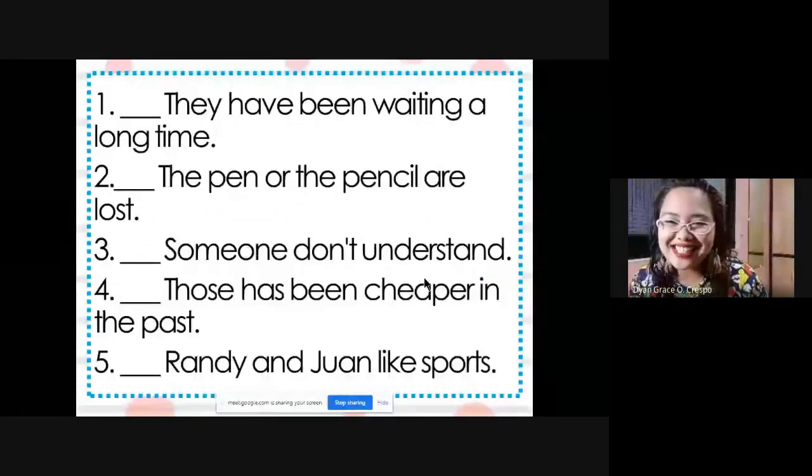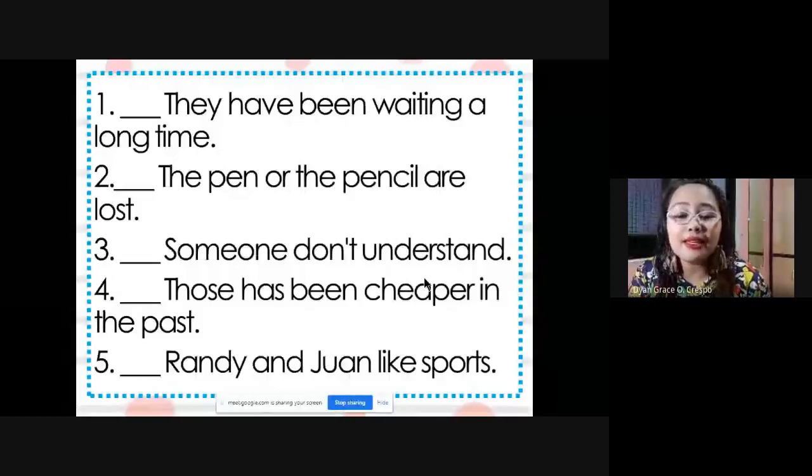Okay. Wala pa, Luis. Number one agad si Luis. Number one, they have been waiting a long time. Number two, the pen or the pencil are lost. Someone don't understand. Number four, those has been cheaper in the past. And number five, Randy and Juan like sports. Okay, 1 to 5.